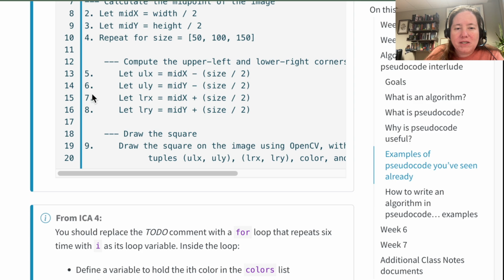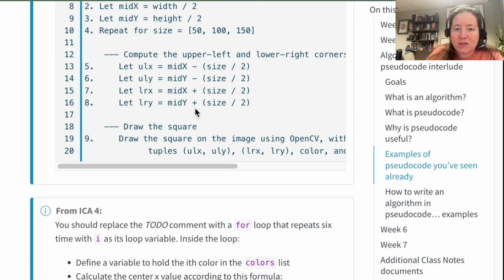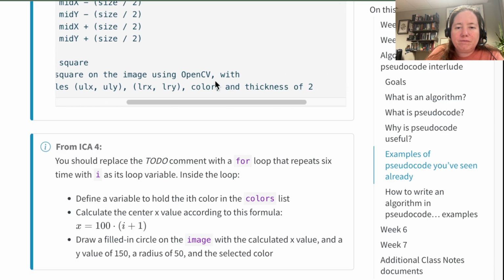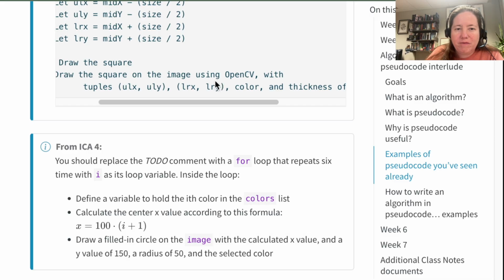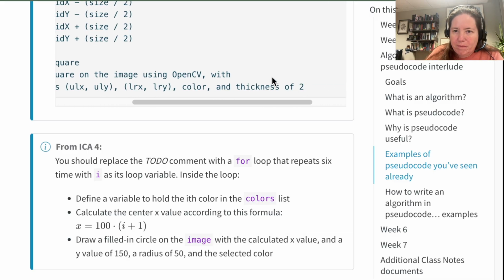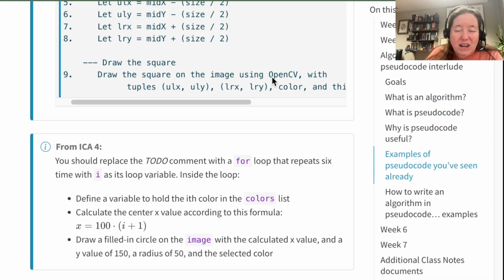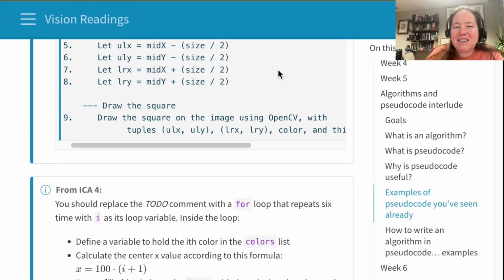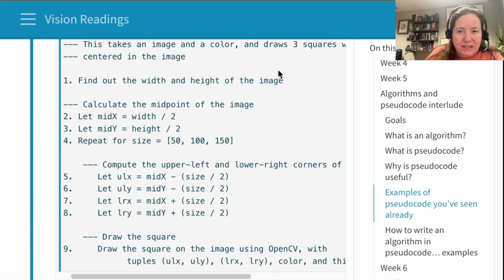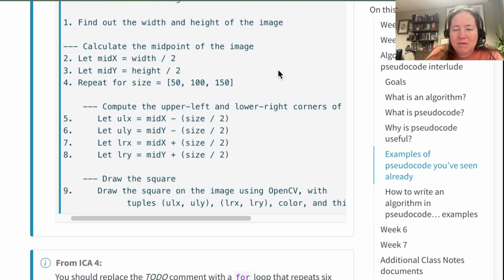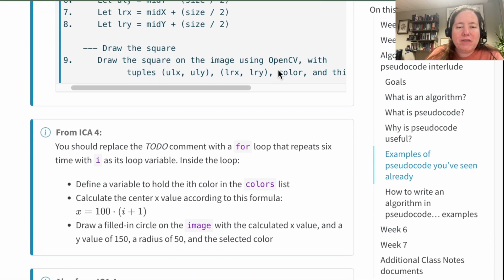And then we have our steps here that are doing the calculations for the upper left and lower right corners of the square, and then I just have a description of what should be drawn. Draw the square on the image using OpenCV with tuples, blah, blah, blah, color and thickness, and so forth. This is also pretty close to code. I probably could have described this a little more abstractly as well. But there's a nice level of detail here, and I think that it's fairly easy to read. That's the goal. All right, what are some other examples we've seen?